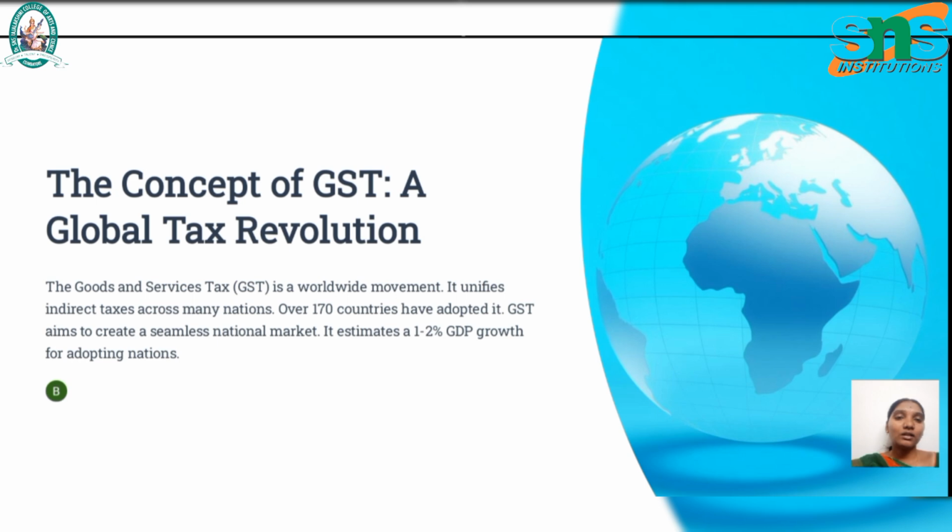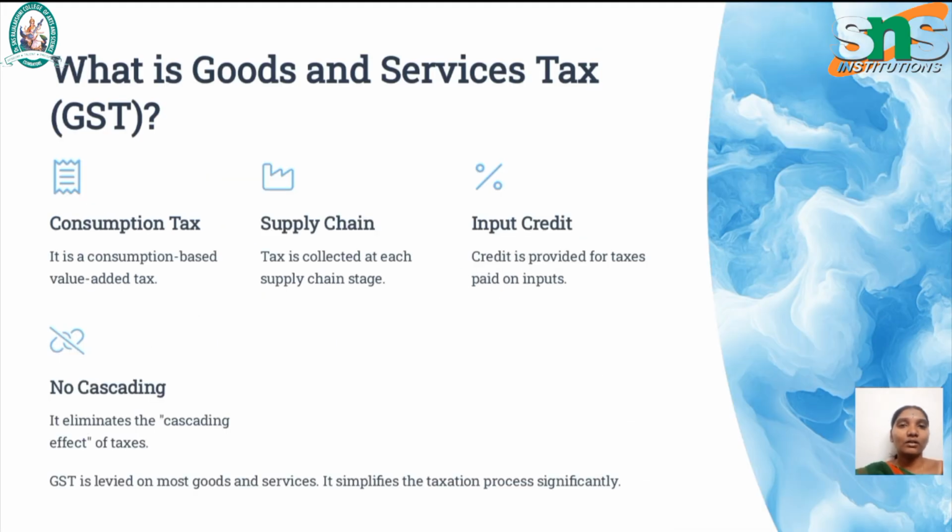GST is a worldwide movement. It unifies indirect taxes across many nations. Over 170 countries have adopted GST, and GST aims to create a seamless national market. It is estimated to give 1 to 2 percentage points of GDP growth for adopting nations.